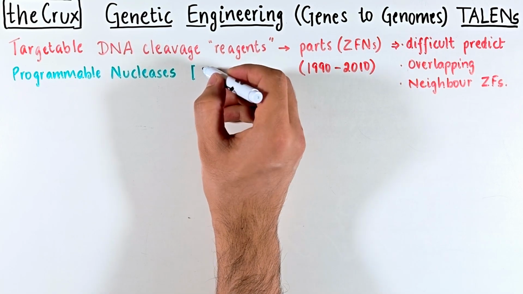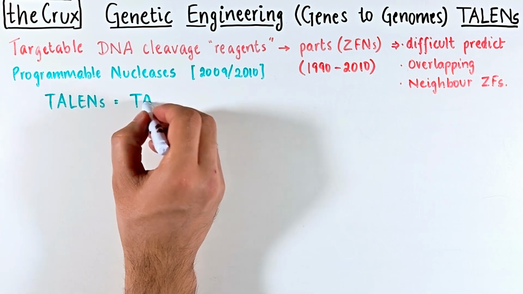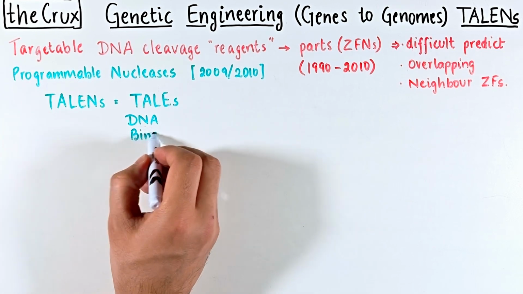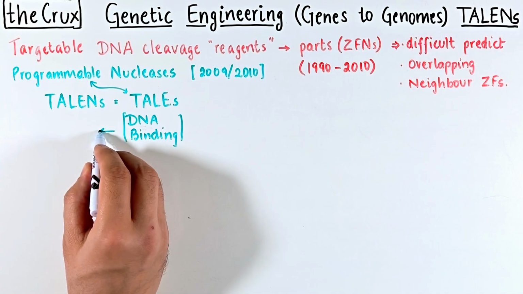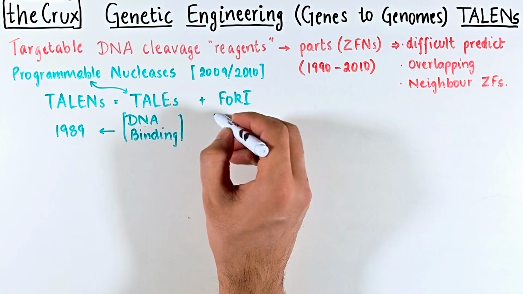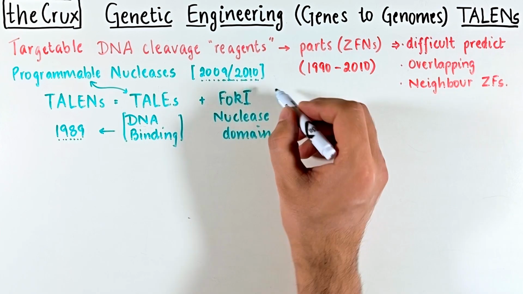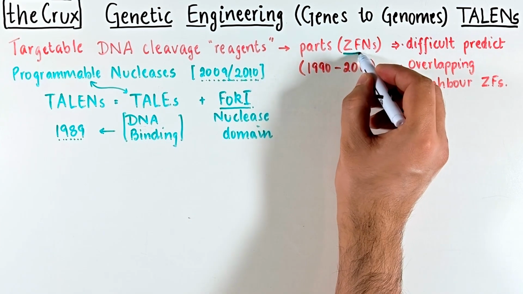TALENs came out in 2009. They are made up of TALEs, which are the programmable DNA binding domains first discovered in 1989. The second component of TALENs is the FokI nuclease domain. So it took around 20 years from the TALE discovery to actually understand them enough to the point we could apply them for engineering.